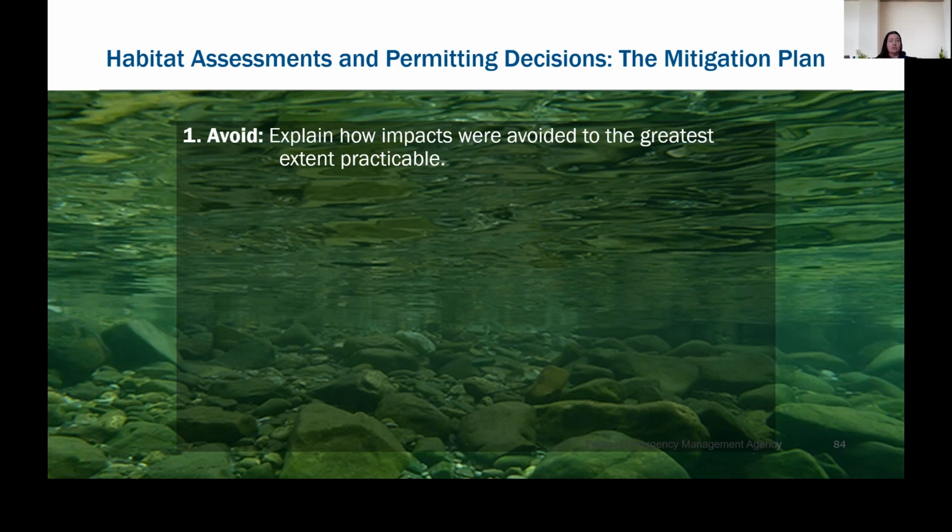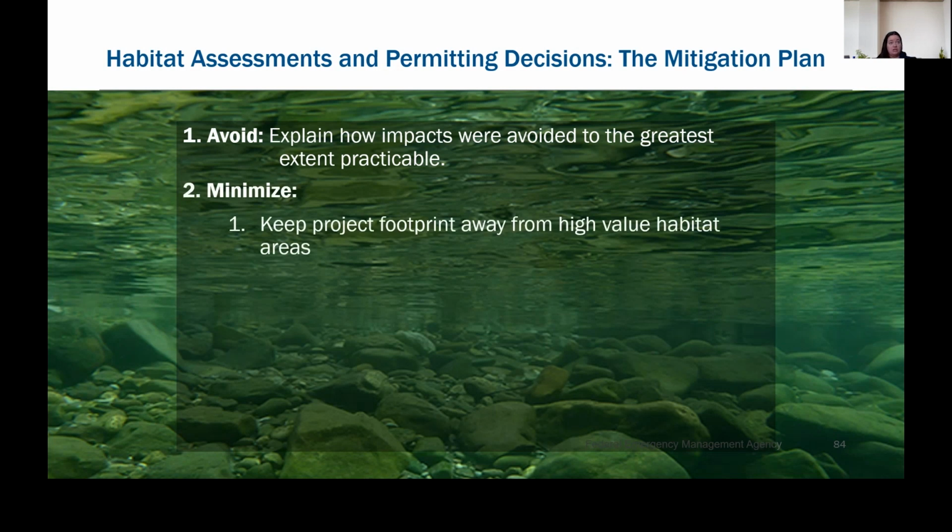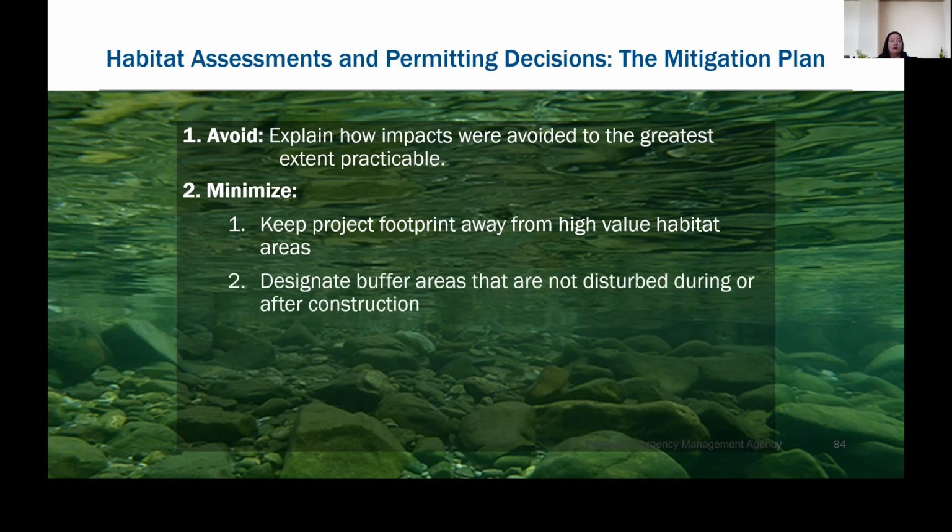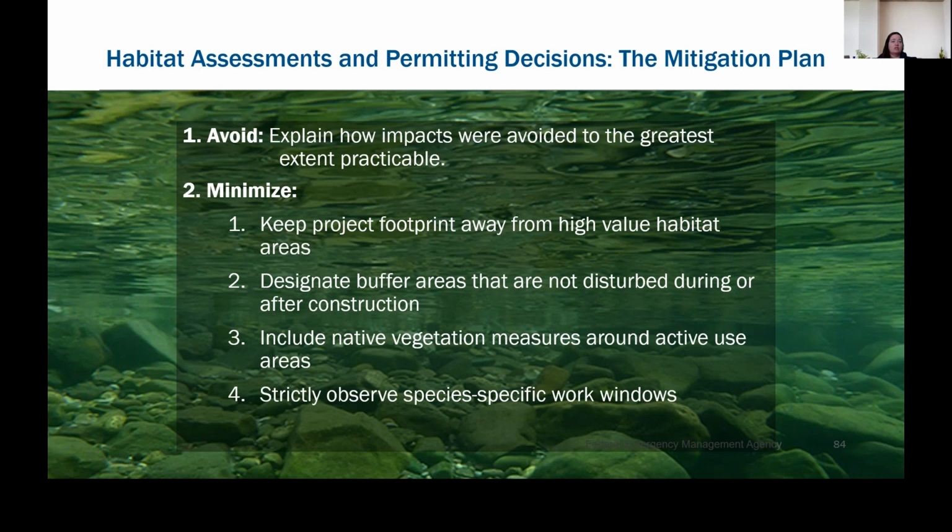The mitigation sequence should be clear throughout. So have you avoided them? How will you minimize them? We talked a little bit about ways you can minimize impacts, and that's keeping the footprint away from high value habitat areas, designating buffer areas that won't be disturbed. Other best management practices include native vegetation measures around active use areas, and then strictly observe species specific work windows. So this is not a complete list, but these are the kind of things you're looking at for how impacts have been minimized.